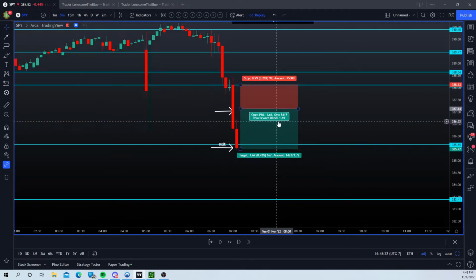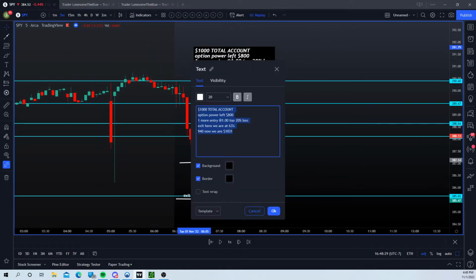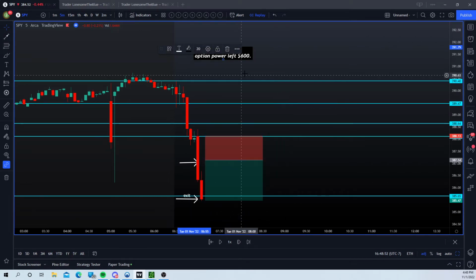Obviously, if you're playing by twos, now I'm gonna show you the difference. So now we're green on the account, and you still have option power left. Guess how much you have? 700. Oh no, 600 option power left. Now we made it to 10.31 because we got the 63%. We have 600 option power. Our account is now at 10.31. So we're green on the day.